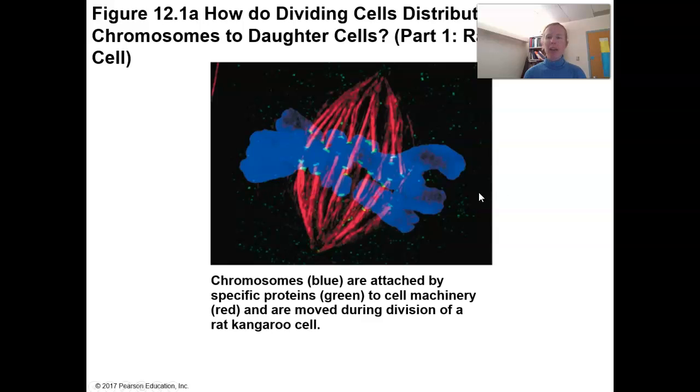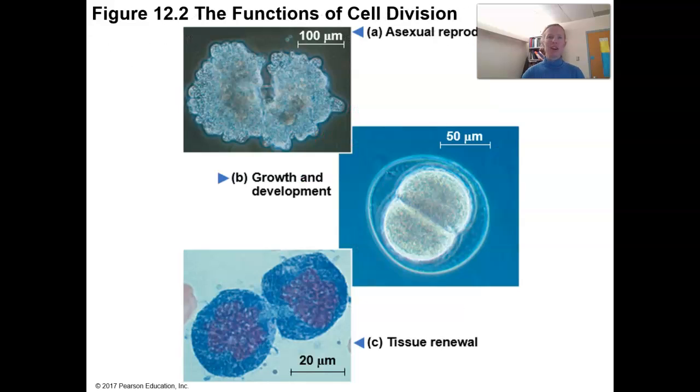In red, we can actually see the microtubules, the proteins inside of the cell, and we see them reaching out and attaching at the centromere, at the waist of the chromosomes. And this would actually be in metaphase. We're getting ready for this cell to divide. Again, lots of pictures of cells undergoing division.